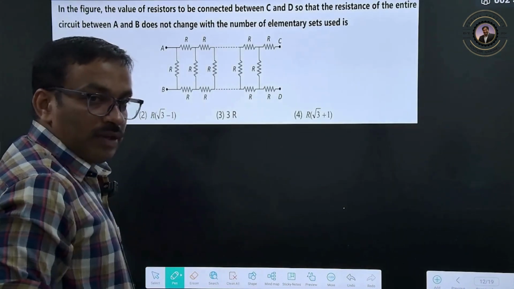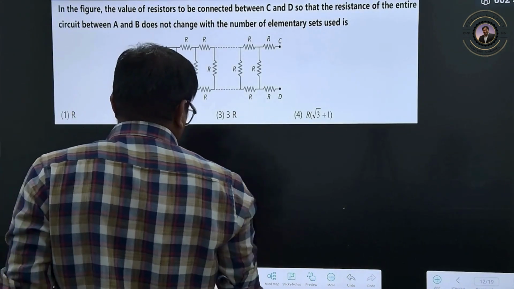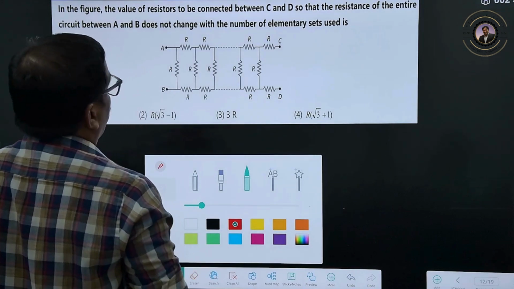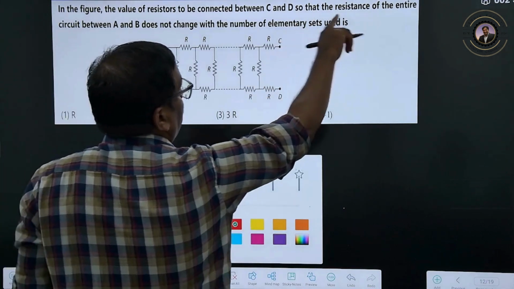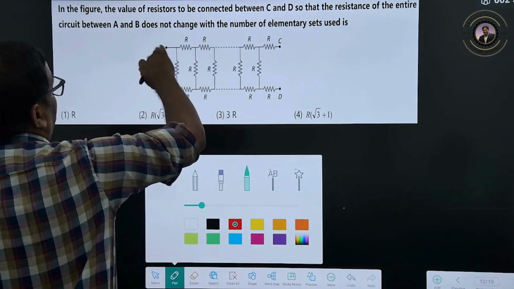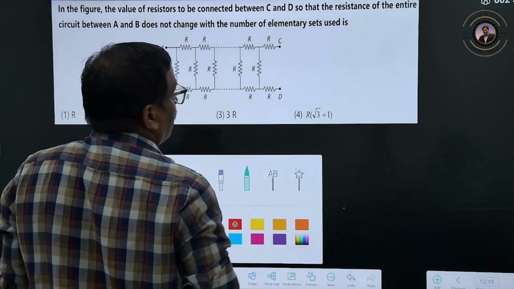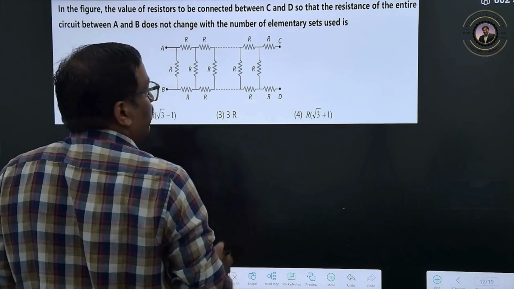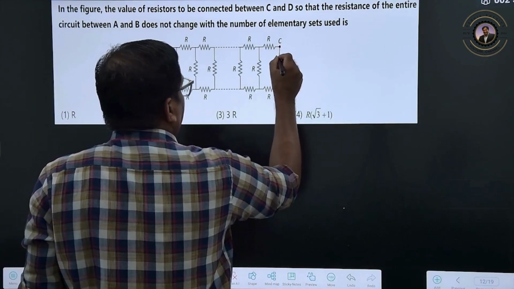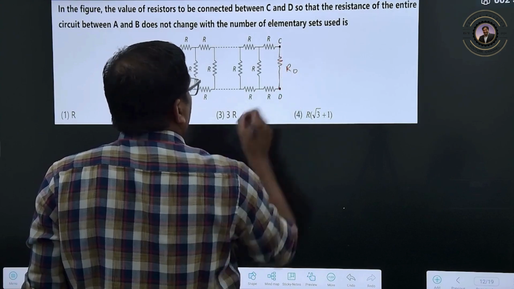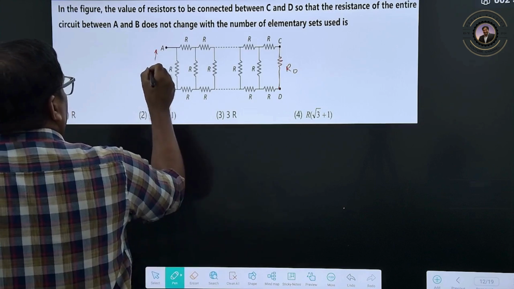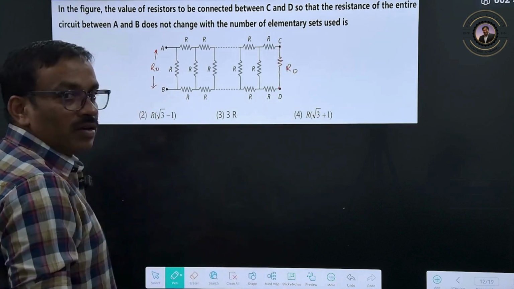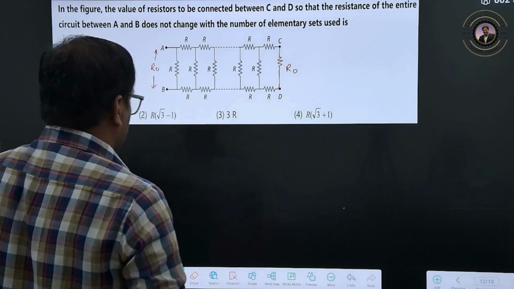Right, students, we'll solve this question now. So what is given here? The value of the resistors to be connected between CD, so that the resistance of the entire circuit between AB does not change with the number of sets used. Like this, any number of sets used, it should not change. So how much resistance should be connected? I will take it as R naught, so that the resistance between this one also becomes R naught. If it becomes so, how many parts are connected does not matter.